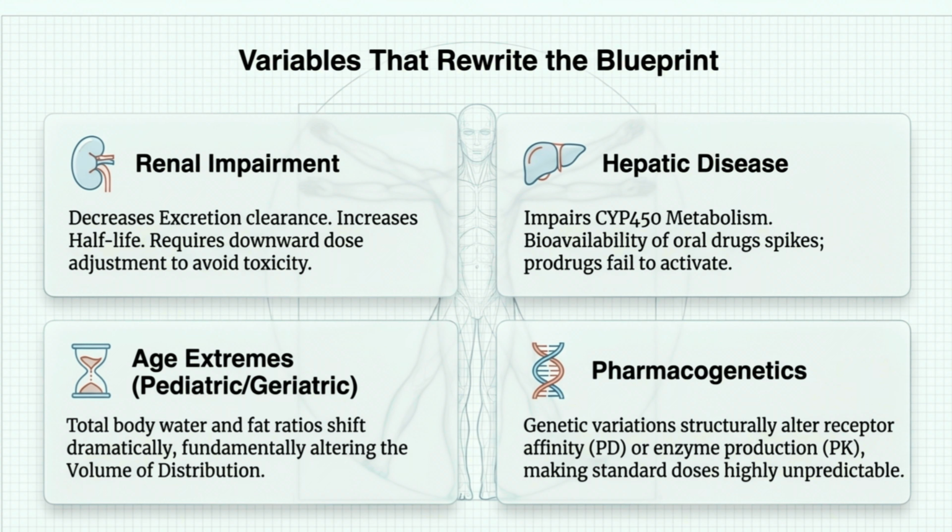Bioavailability spikes because the first-pass toll booth is broken, and prodrugs fail to activate. If they have renal impairment, the kidney water slide clogs. Clearance drops, half-life increases, and drugs pile up into toxicity. And at age extremes, like in pediatrics or geriatrics, the body's water and fat ratios shift dramatically, completely altering the drug's volume of distribution. And then there is pharmacogenetics. Sometimes a patient's DNA structurally alters their receptors, meaning your perfect drug key suddenly doesn't fit the lock at all.